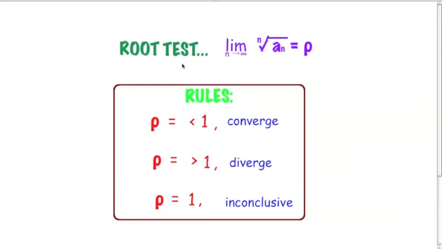Second one is the root test. The formula is the limit of a(n) to the power of 1 over n, and we get the answer as p. If p is less than 1, it converges. If it's more than 1, it diverges. If it equals 1, it is inconclusive.